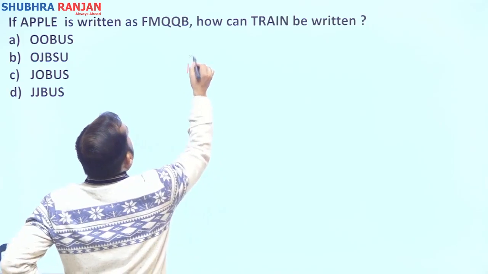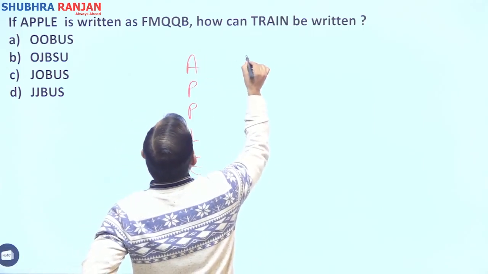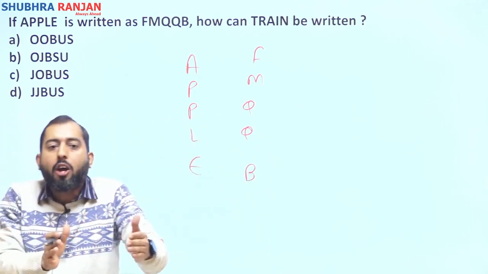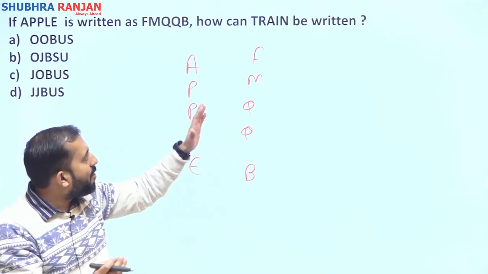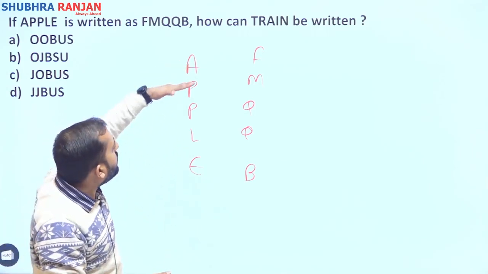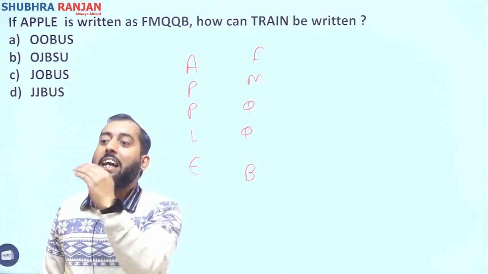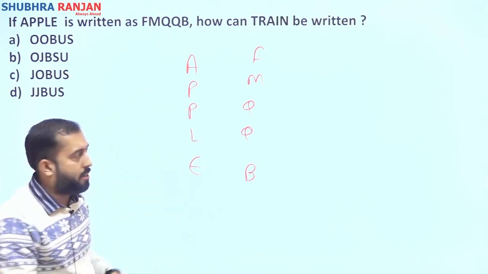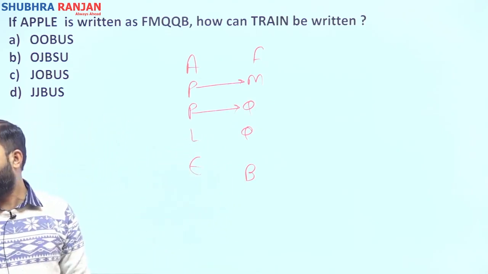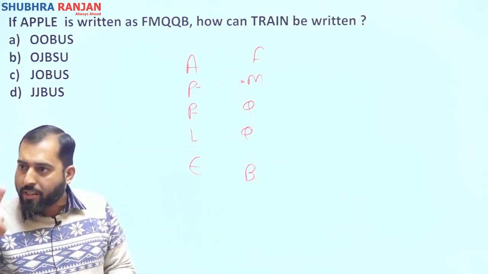Everybody, please pay attention. I want the code of Apple, A-P-P-L-E. Apple is the original word and its code is F-M-Q-Q-B. Now, what should be the real way of attempting this problem? My first task: check whether this question belongs to type 1. In type 1, every letter of the original word should be present over here, so not type 1. If this question belongs to type 2, it is direct replacement, and I need a link. Over here, P is replaced with M and in the next, it is replaced with Q. Not a direct replacement. So obviously not type 1, not type 2, so this question should belong to type 3 now.